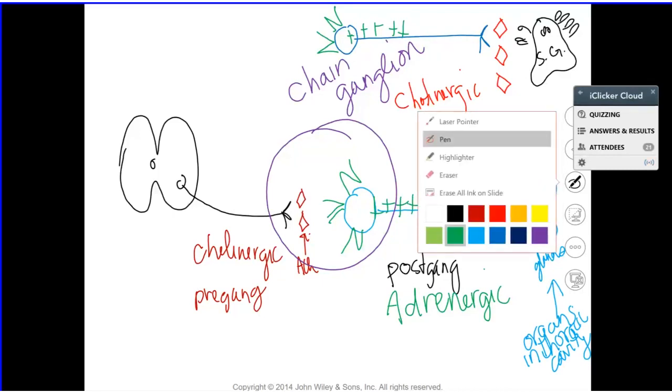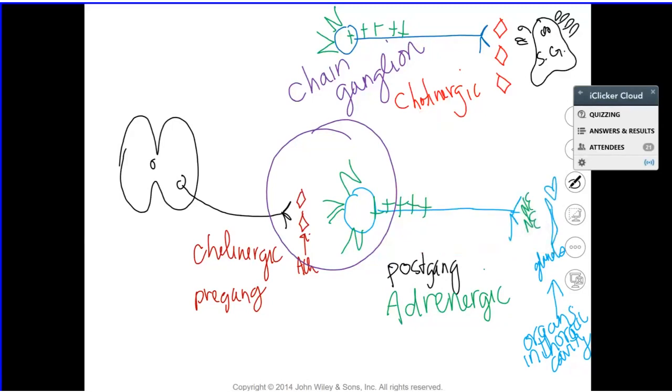Okay, now the problem is NE is not a cholinergic neuron. NE comes from an adrenergic neuron. Adrenergic neurons don't like nicotinic and muscarinic. Adrenergic neurons like what? Alphas and betas. So we're going to have alphas and betas here. If it's a 1, is it going to be excitatory or inhibitory? If it's a 2, okay.